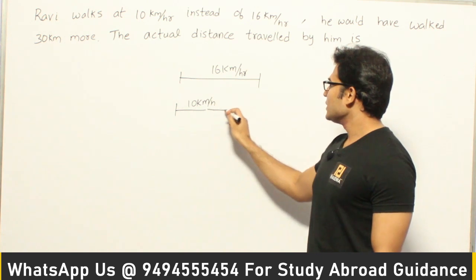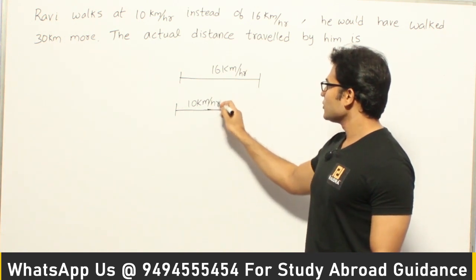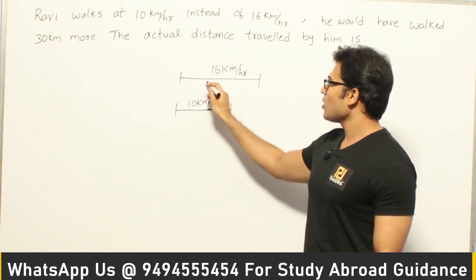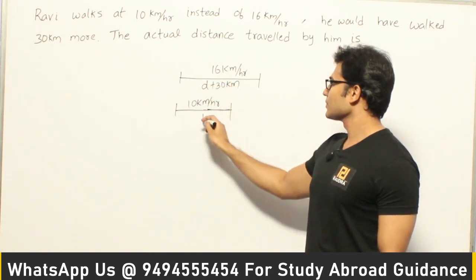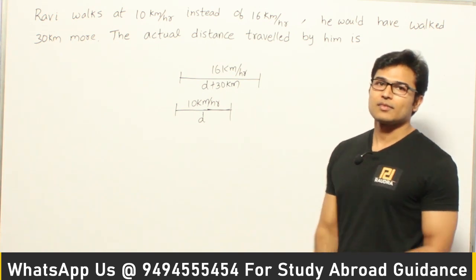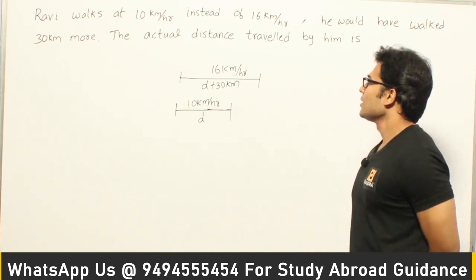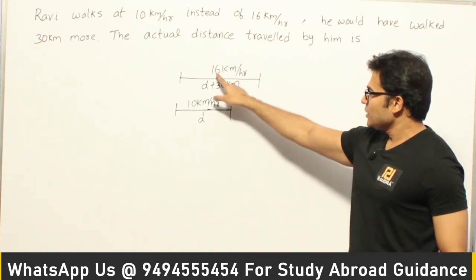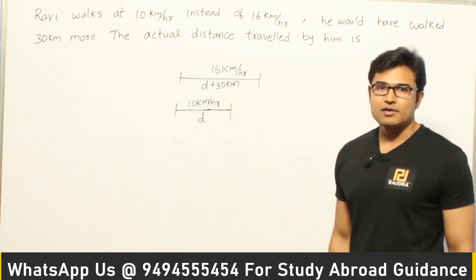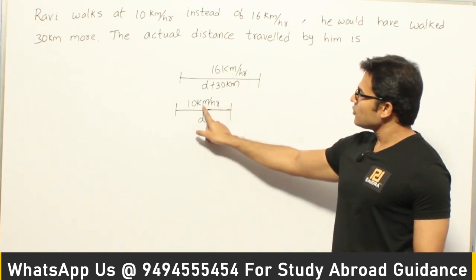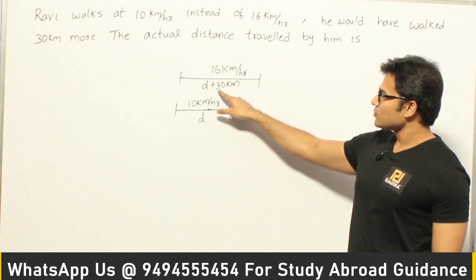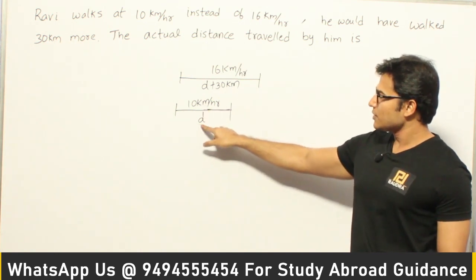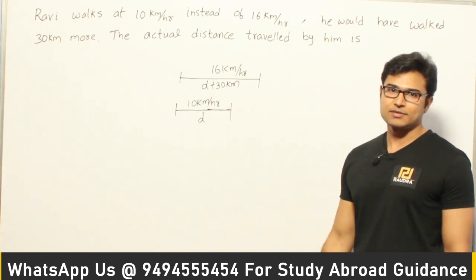right? Now in case you would have walked at 16 kilometers per hour, he would have walked 30 kilometers more, which means this is the meaning, right? So see this, what they are trying to say is he has a capability to walk at 16 kilometers per hour, but he had walked only at 10 kilometers per hour, because of which he would have walked 30 kilometers more, but then because of decreasing the speed he had walked only 30 kilometers less, right?